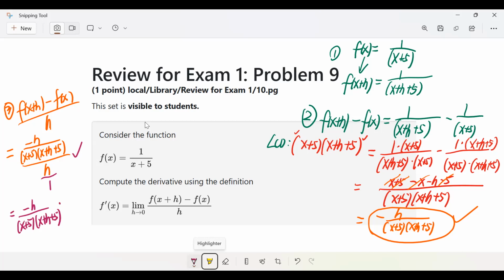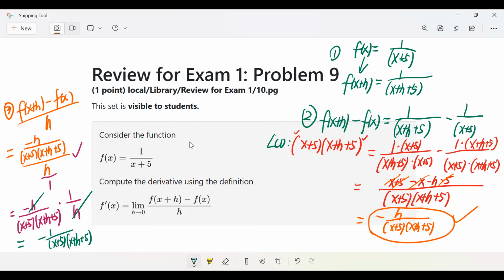Then we use the reciprocal of h over 1, which is 1 over h. Okay. And this is important, right? Remember, when you deal with complex fractions, that's how we simplify this. And you cancel h, that's gone, right? So we end up with negative 1 over x plus 5, x plus h, that's 5.